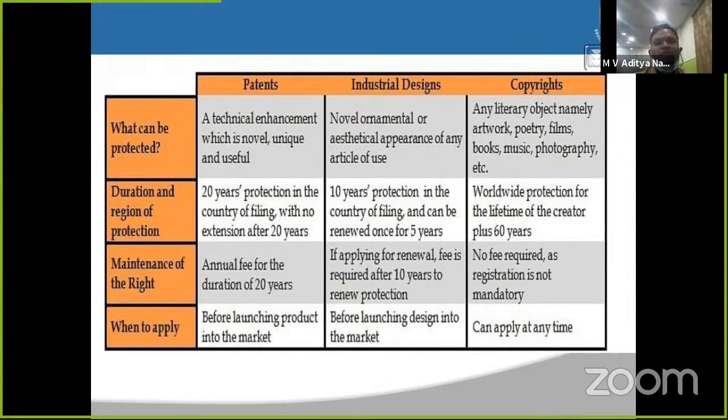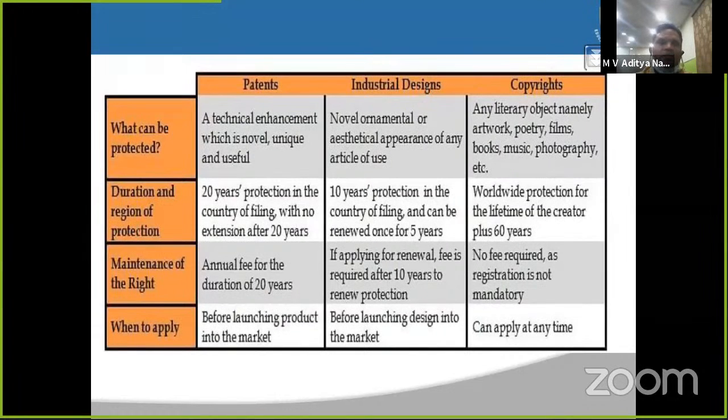Even the duration of the protection varies from one IP to the other. For example, in the case of patents, it is 20 years and no extension can be given. In the case of industrial design, your right is protected for 10 years and then it can be renewed once more for 5 years and then later transformed to copyright. In the case of copyright, you'll get protection of your rights for about 60 years after the death of the author.